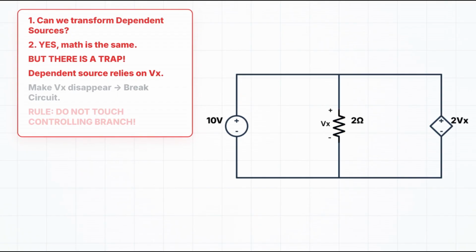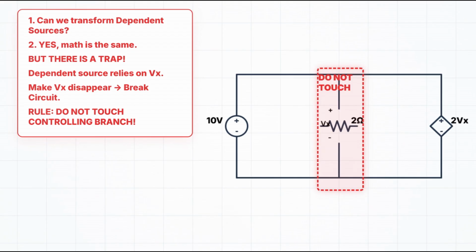If you decide to combine that 2-ohm resistor with another one, or transform it, Vx disappears. If Vx disappears, the dependent source that relies on it becomes undefined. The equation breaks. So the rule is, you can transform a dependent source itself, but you must never touch the branch that contains the controlling variable. Draw a red box around it. Do not touch inside the red box. Everything outside is fair game.